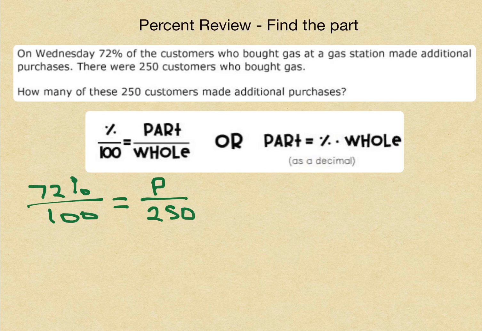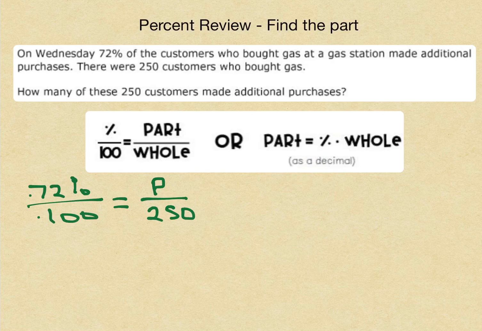For part, I'm going to use P as my variable. We're just looking for that section of the customers. So you can solve this in the ways that we had discussed before, where you look for a direct relationship. Now, 100 to 250 may be a little bit trickier. Remember, you always have the option of simplifying it.